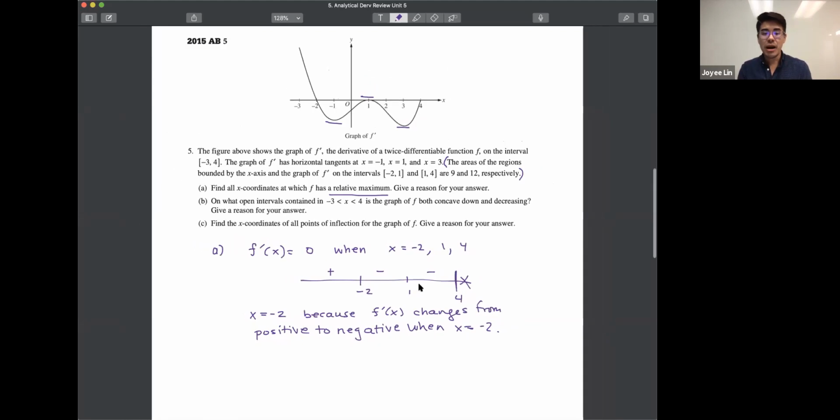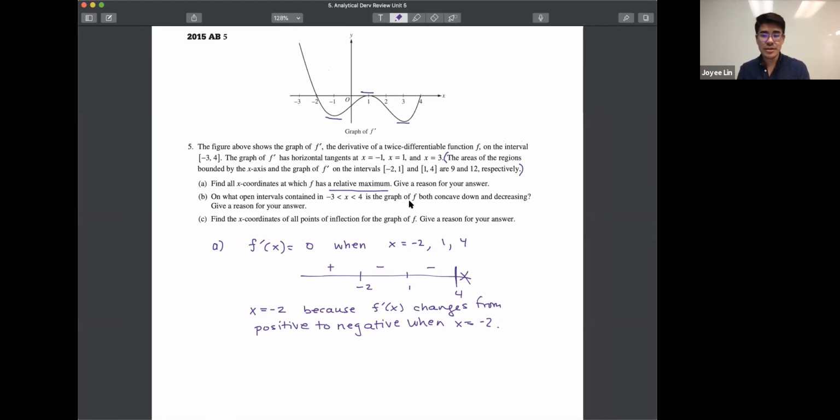Part B, on what intervals is the graph both concave down and decreasing? Give a reason for your answer. So type in an interval into the chat box and then give a reason.